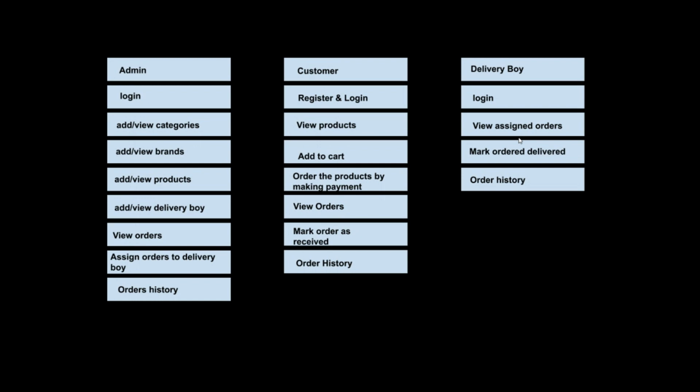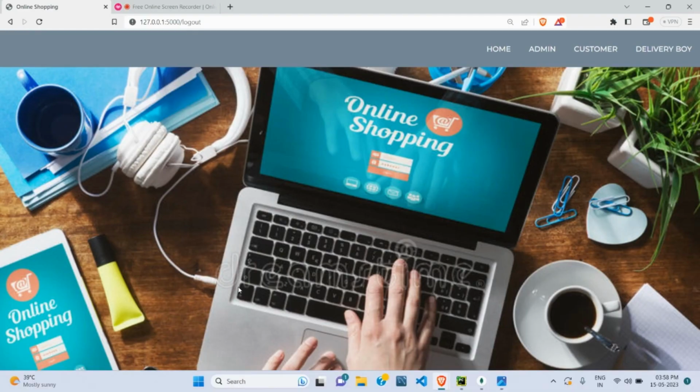If the delivery boy has delivered the order, the delivery boy will mark the order delivered. Now if the customer receives the order, then the customer will tick on mark order as received. All the histories can be seen in the order histories in their particular account. Now we will get into the application.